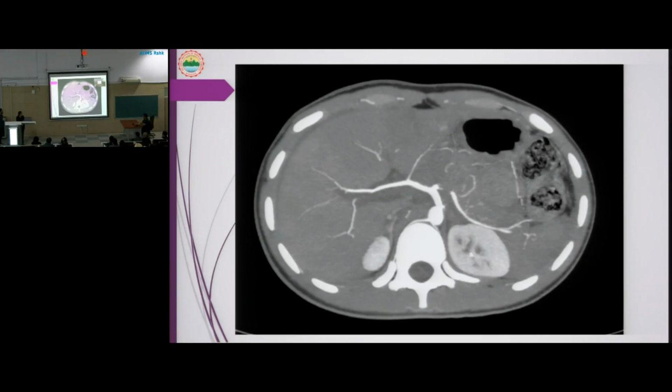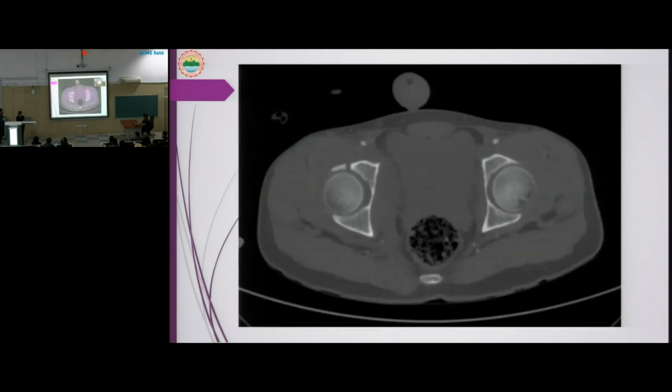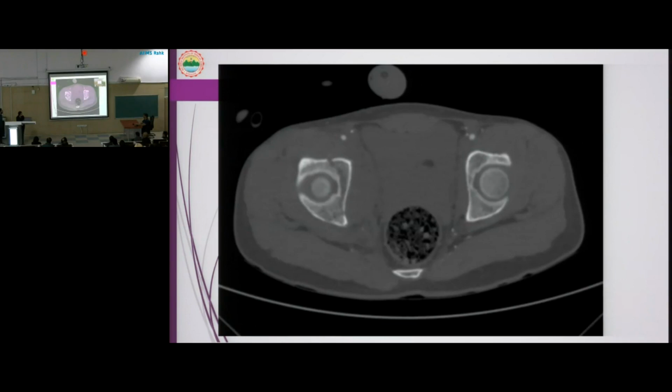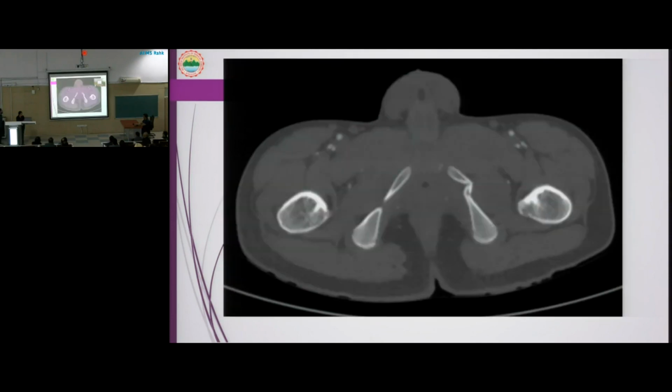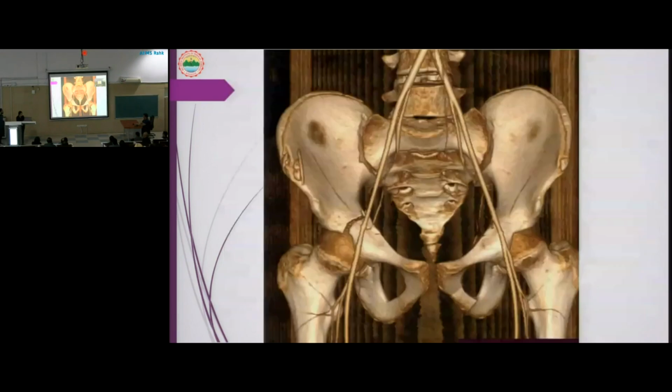This is the location. In the bone window images, we see a fracture of the anterior column, posterior column, as well as the roof of the right acetabulum. We can see a fracture of the anterior superior iliac spine and the left inferior pubic ramus. These are the 3D body render images. We can see a fracture of the acetabulum and also of the right anterior superior iliac spine.